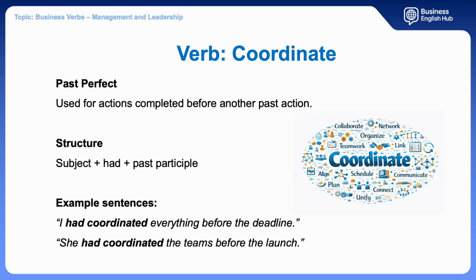The past perfect of the verb coordinate is used for actions completed before another past action. Its structure is subject plus had plus past participle. The past participle of coordinate is coordinated. 2 example sentences are: I had coordinated everything before the deadline. She had coordinated the teams before the launch.